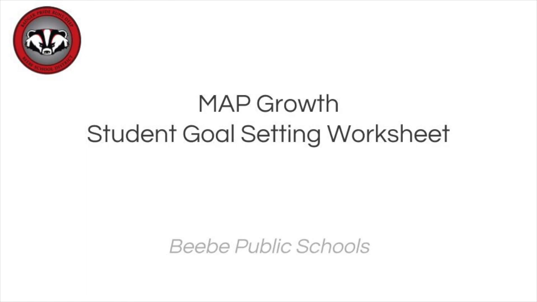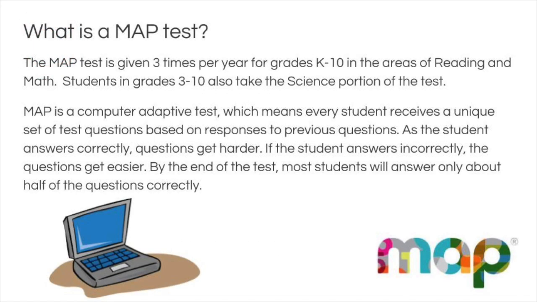Map growth, the student goal setting worksheet. The MAP test is given 3 times per year for grades K through 10 in the areas of reading and math. Students in grades 3 through 10 also take the science portion of the test.